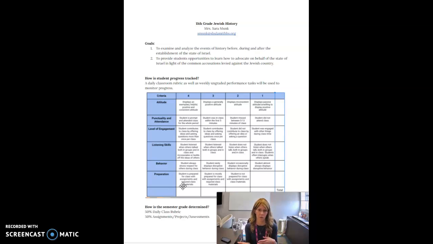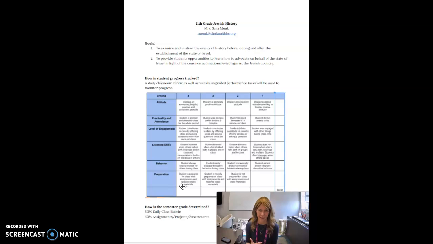The goals of this class, I would say, are twofold. Number one, is to learn the facts, examine the facts, and analyze the facts that happened before, during, and after the establishment of the State of Israel. In order to be able to understand the history of Israel, you first need to know what happened.